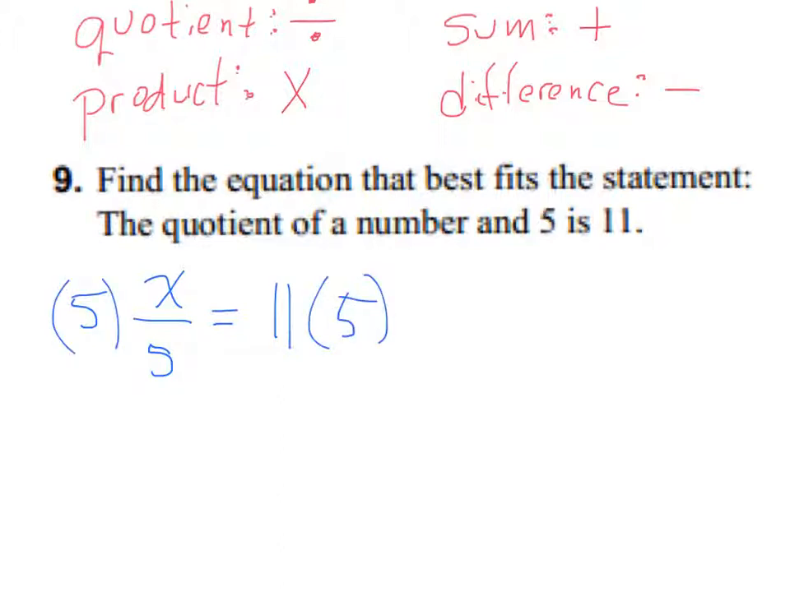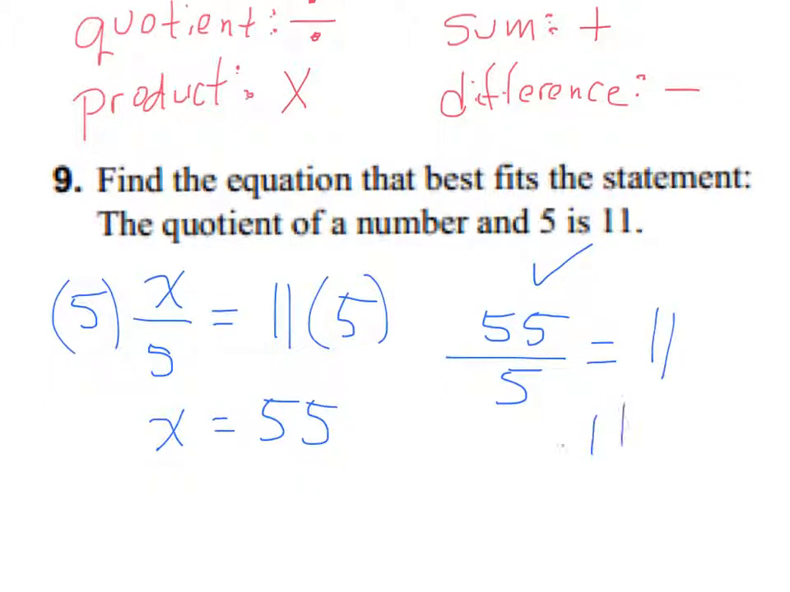So if we undo dividing, we're going to multiply. So we have x equals 55. And I could even check my equation that I solved by substituting back in. 55 divided by 5, the quotient of 55 and 5, is 11. So I know my answer is right.